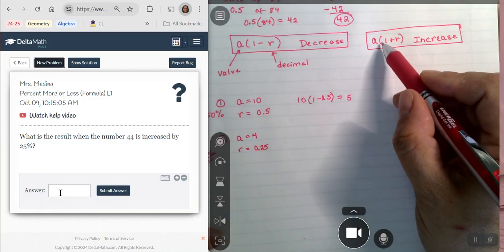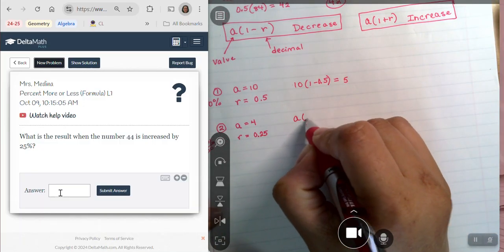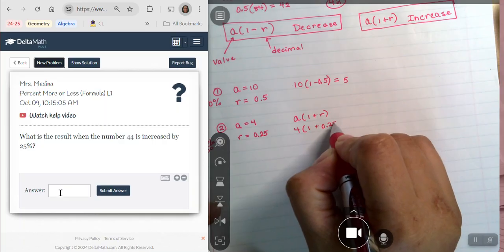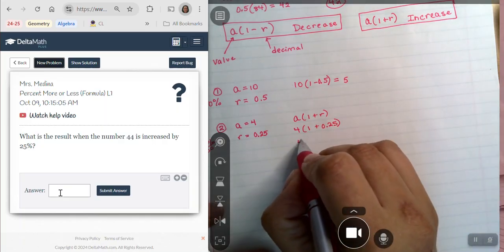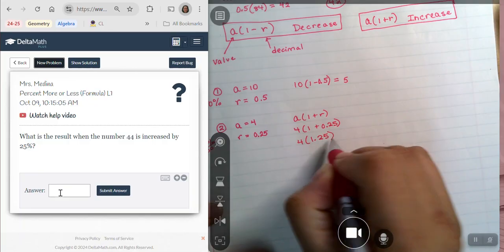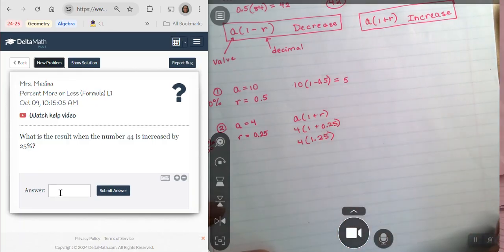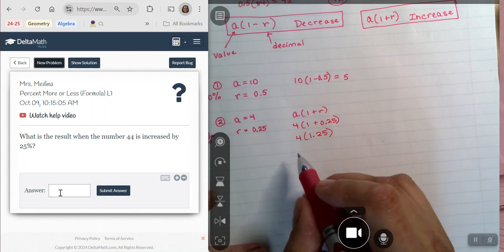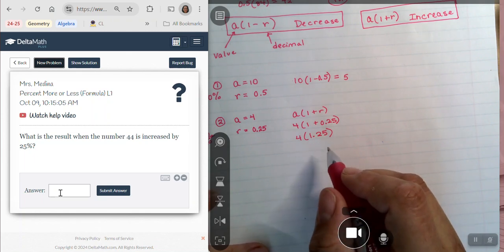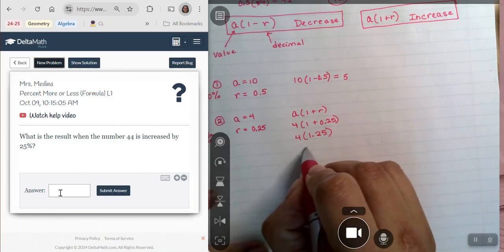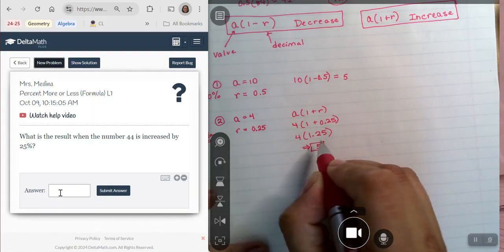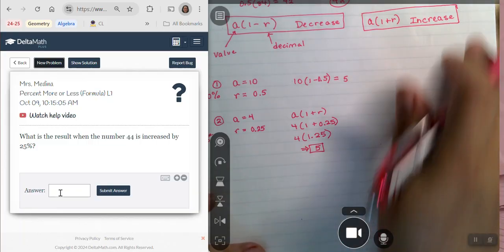So following the formula, A times 1 plus R is going to be 4 times 1 plus 0.25, right? I could combine them before, or I can keep them separate and just have the calculator do that for me. Are we clear? 3? No, it has to be bigger than 4 because it's increasing by 0.25. It's 5. So if we increase 4 by 25%, it's going to become 5, right?